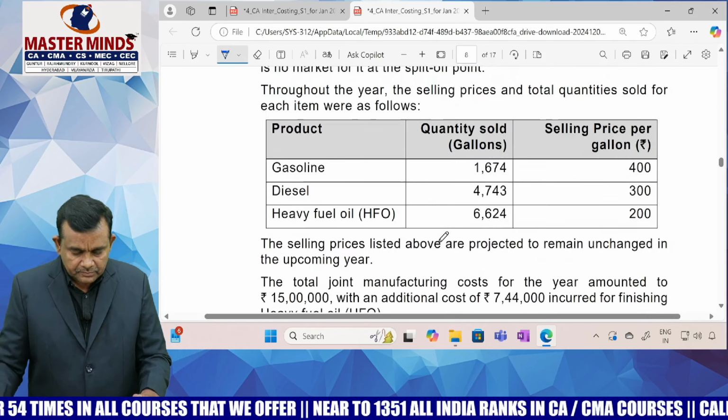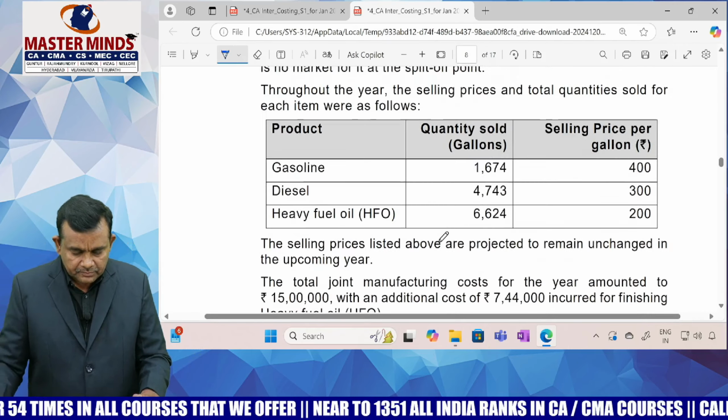Next, here manufacturing cost. Total joint manufacturing cost 15 lakhs, sir, with an additional cost of 7 lakhs 44 incurred for finishing heavy fuel oil. There were no opening inventories of gasoline, diesel and heavy fuel oil, though at the end of the period the following inventories of complete units were available. So here inventory levels were also maintained for each product.